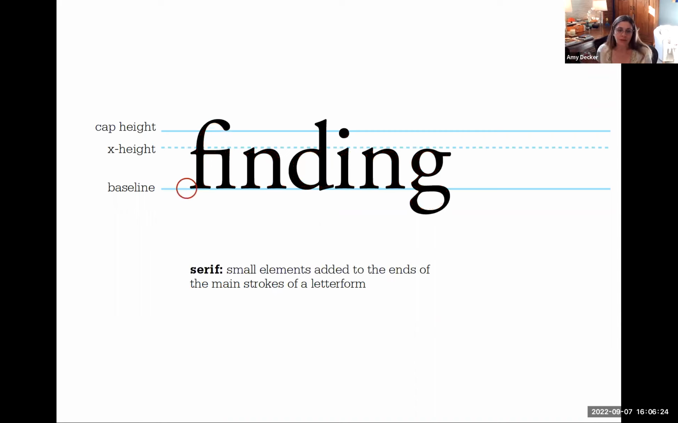Okay, we've already talked about what a serif is. It's added to the ends of the main strokes of letter forms. And the space between the serif and the stem of a letter is a bracket. Some serifs have brackets, some don't. This is an example of a letter form with a bracket, which is this little curved element that transitions it from a stem to a serif.